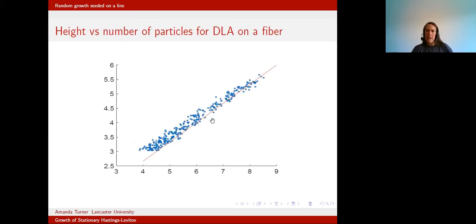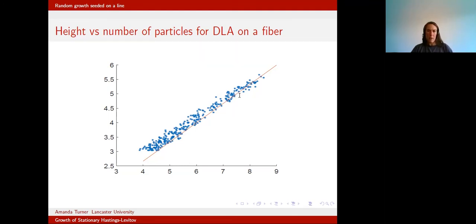And so you can see that as the height gets larger and larger, the agreement gets better and better. And so this is for actual DLA on the lattice, and our mathematical results tell us that this same property holds for our stationary Hastings-Levitov model, which again supports our claim that it can be used as an off-lattice version of DLA, in a way that the original Hastings-Levitov zero on the exterior just couldn't be used as a way of studying true DLA seeded from a single point.